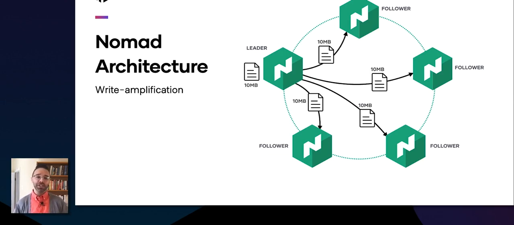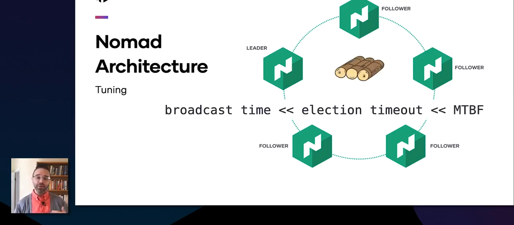And so Raft has some implications for scaling out Nomad in other ways. Every follower receives every log entry. So the total storage and bandwidth requirements are going to grow linearly with the number of servers in your cluster. And when you're tuning the timeouts for Raft, the time it takes to commit to a quorum of followers, what we call the broadcast time, needs to be well under the election timeout, which in turn needs to be well under the expected mean time between failures. And those failures can be either the failure of a server node or a network partition. Otherwise, Raft is going to lose quorum and it won't be able to make forward progress on decisions.